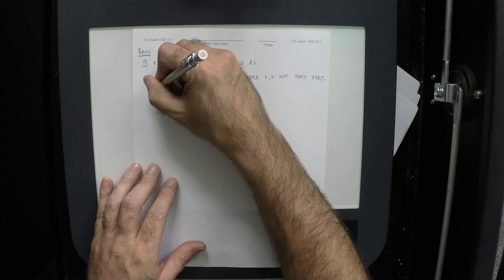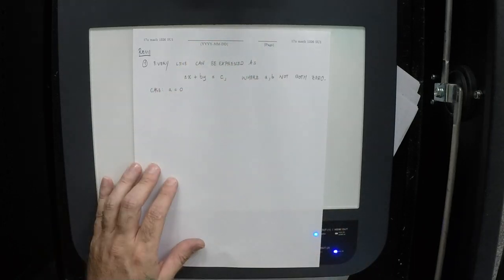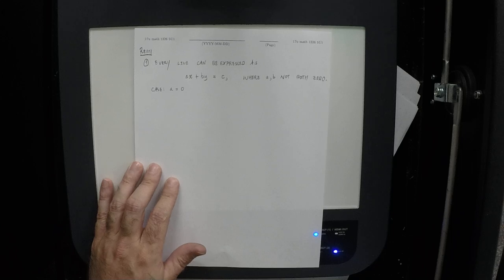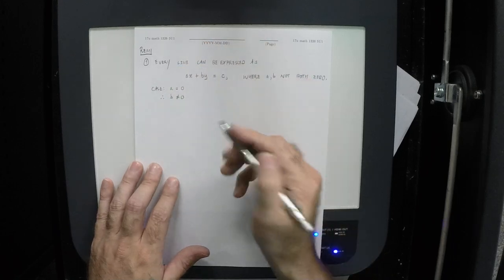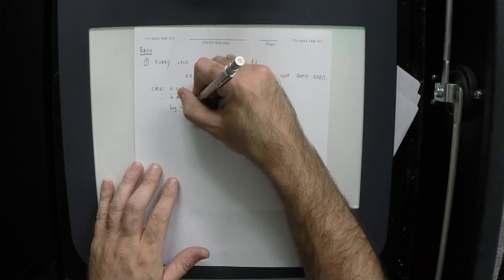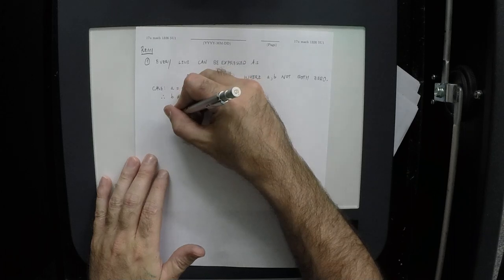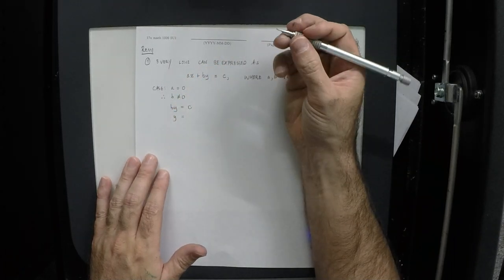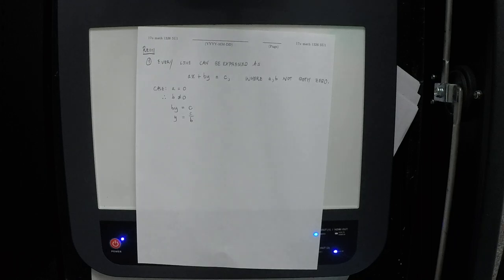Let's consider the case when A is zero. If A is zero, what can we immediately conclude? That B isn't. And therefore the equation looks like BY is equal to C, because the A term is gone. Because B is not zero, we can solve for Y. What do you get when you solve for Y? C over B. Now X and Y are the variables, while A, B, and C are constants, which means C divided by B is a constant.